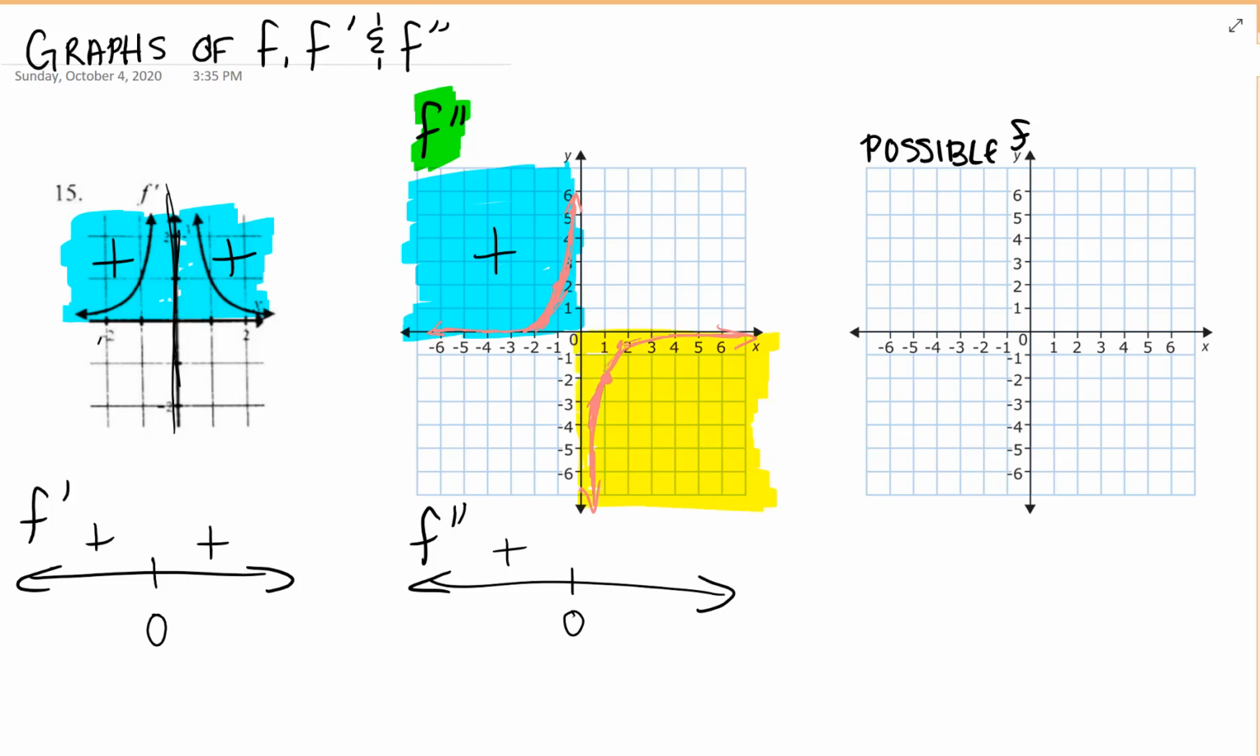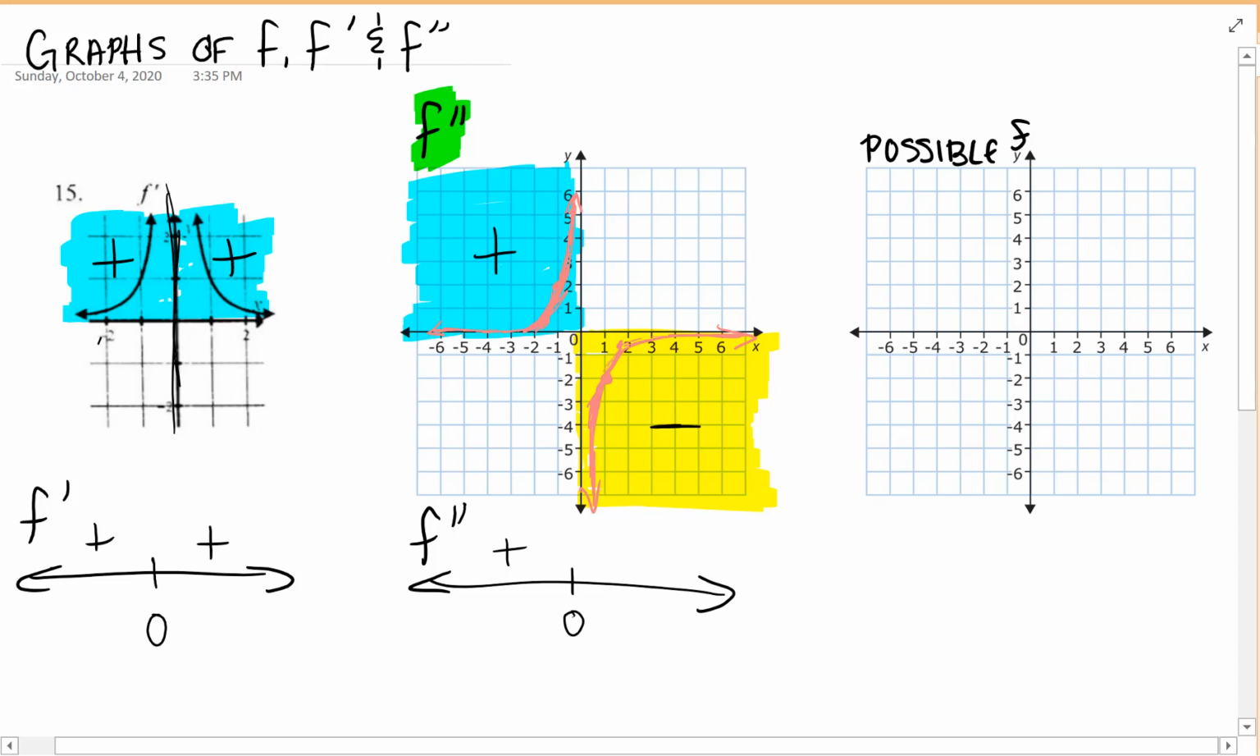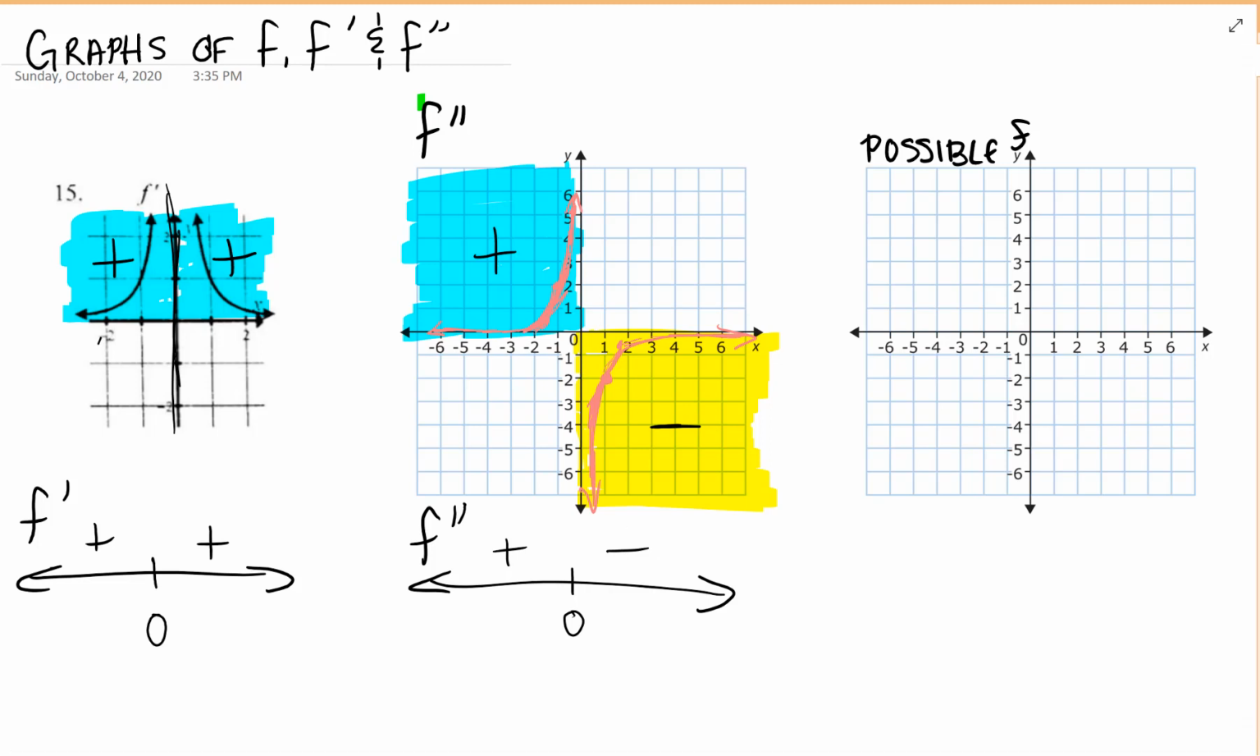The interval to the right of x equals 0 is completely negative on the f prime prime graph. So on the f prime prime number line, the interval from 0 to infinity will be labeled as negative. The f prime prime number line gives me intervals of concavity and possible points of inflection for f.